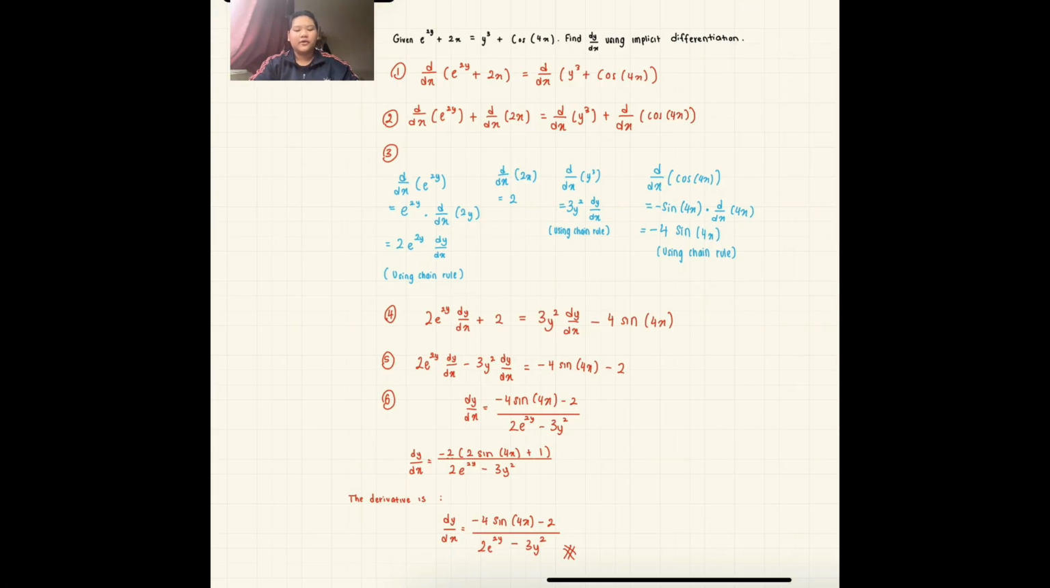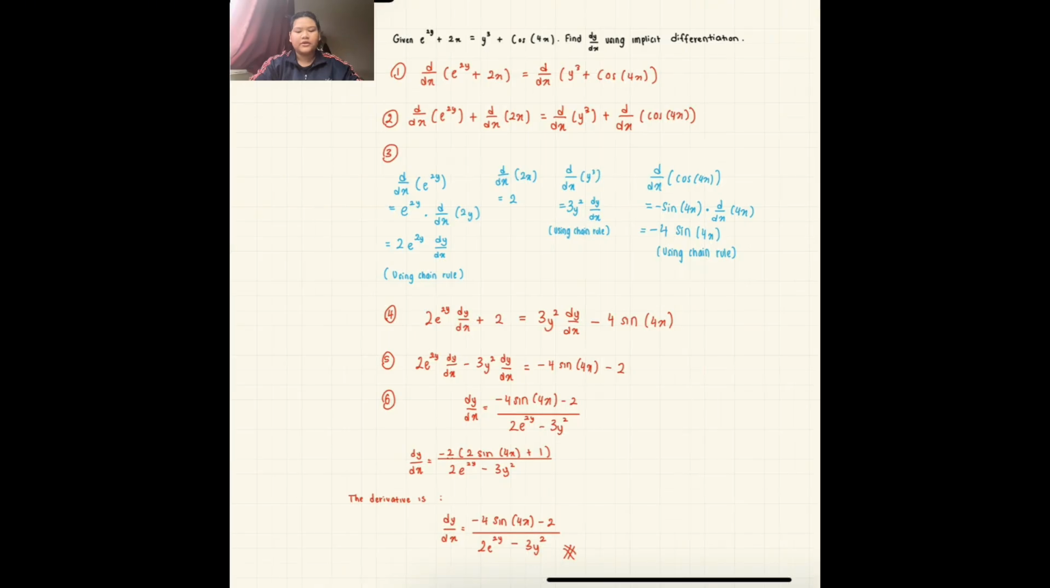Today I'm going to explain question 3. Given e^(2y) + 2x = y^3 + cos 4x, find dy/dx using implicit differentiation. First, we need to apply the derivative operator d/dx to every term on both sides of the equation. Remember that whenever we differentiate a term involving y, we must multiply the result by dy/dx, the chain rule. So for example, d/dx of e^(2y) + 2x equals d/dx of y^3 + cos 4x.